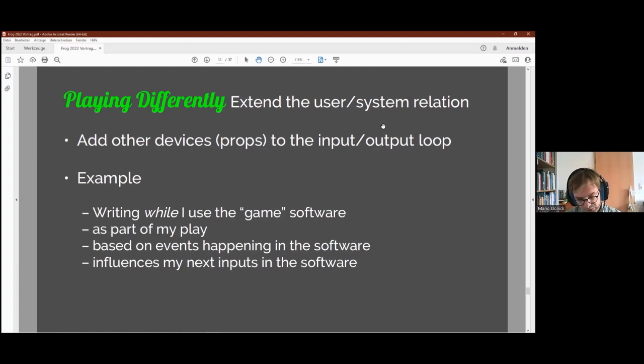It is a bit similar to writing fan fiction, I admit, but I do it while I play the game, as part of my game and based on events that happen in the software. The outcome of my writing may very well influence what I do next in the software, so the writing can be an essential part of the gameplay loop for me.